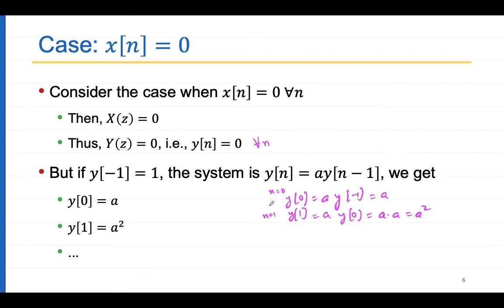But here what I am seeing is it is not 0. Even if x[n] is 0 for all n, my y[n] is not 0. So where did we go wrong? What mistake did we make? Let's see this.